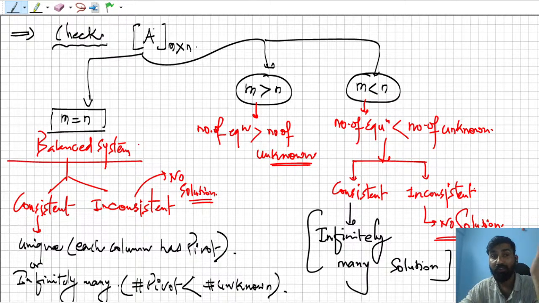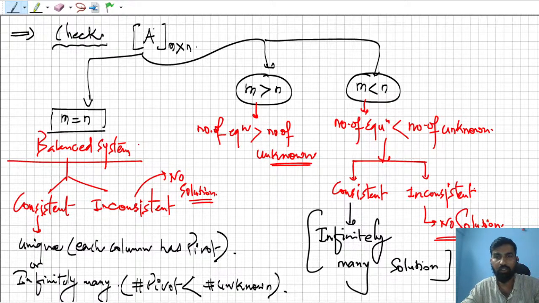So the number of equations is less than the number of unknowns. If the number of rows is less than the number of columns, you have a rectangular matrix, not a square matrix. If there is a square matrix, the number of equations equals the number of unknowns, or the number of rows is equal to the number of columns. From school days we know this, but as engineers you should think like that. This is very important to understand.